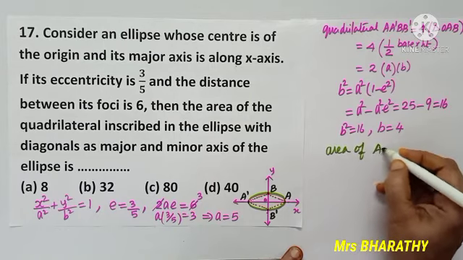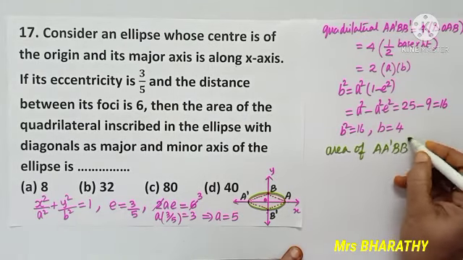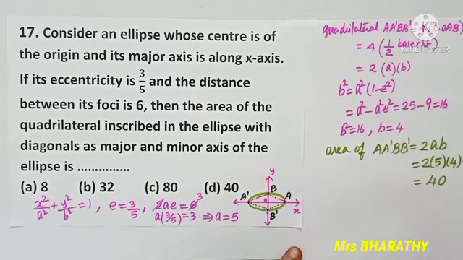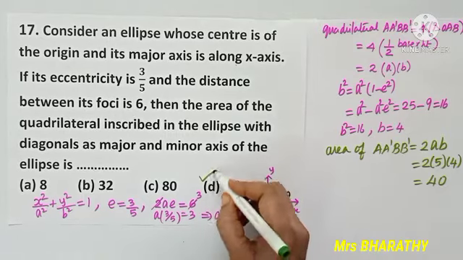So area of A dash, B dash is 2AB. That is 2, 5, 4. So the answer is 40. Out of the 4 choices, option D is the right one.